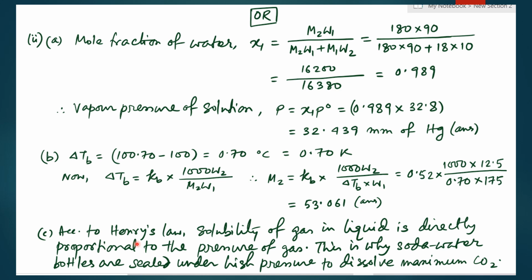And for the soda water case, according to Henry's law, we know that at a fixed temperature, if you increase the pressure, the solubility will increase. So in order to dissolve more carbon dioxide in the water, the bottle is sealed under high pressure. So these are the expected answers and according to that the marking scheme will be set.